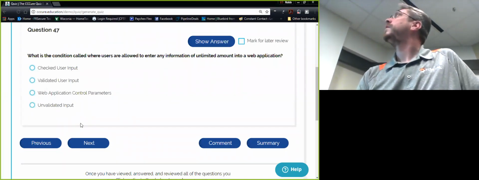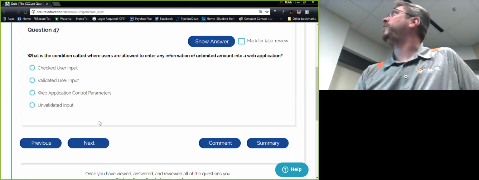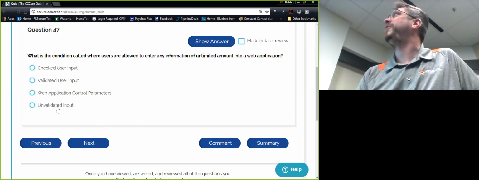It always confuses me. What is the condition called where users are allowed to enter any information of a limited amount into a web application? Checked user input? No. Validated input? No, it's not validated. Web application control parameters? No, it's unvalidated input.